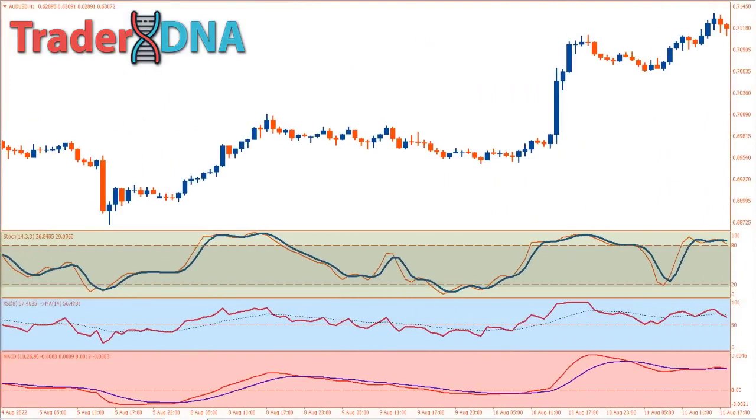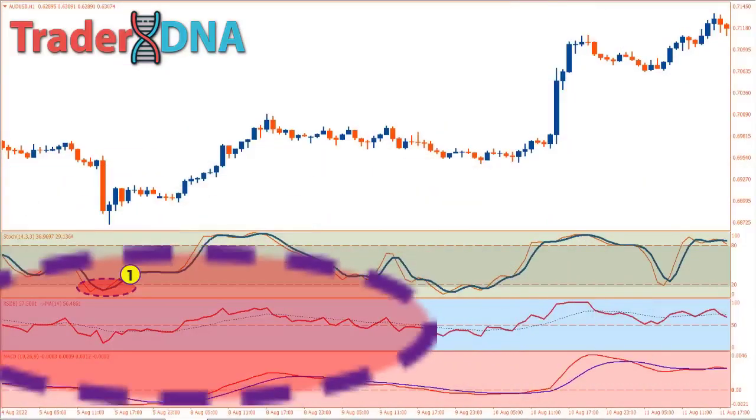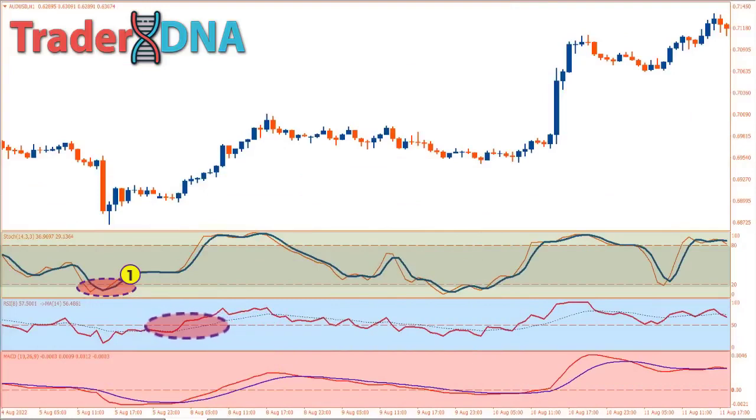Step 1. Look at stochastic, then make sure both K and D lines are in oversold regions. Step 2. Use RSI to confirm the upward trend by making sure it is above the middle line, 50. Step 3. Use the MACD to confirm the upward movement.